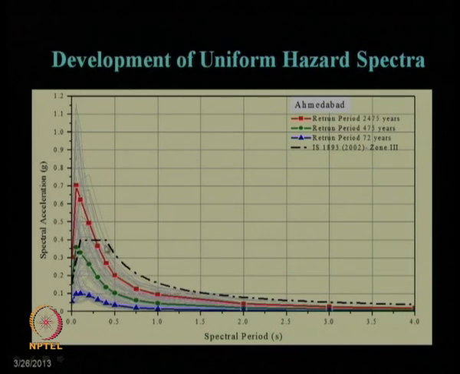So, you can see the IS values are pretty close, at least the maximum or peak value corresponds to the return period of 475 years. Whereas, if we want to design critical structures with a 2475 year return period, we need to use a much higher value of spectral acceleration for design, not the IS recommended value. So, proper caution needs to be exercised when somebody is designing very important structures using the uniform hazard spectra as proposed in the IS code and as can be obtained from a local seismic hazard analysis like this.